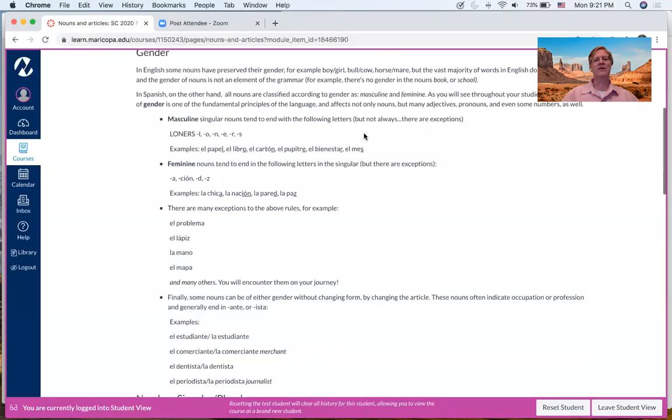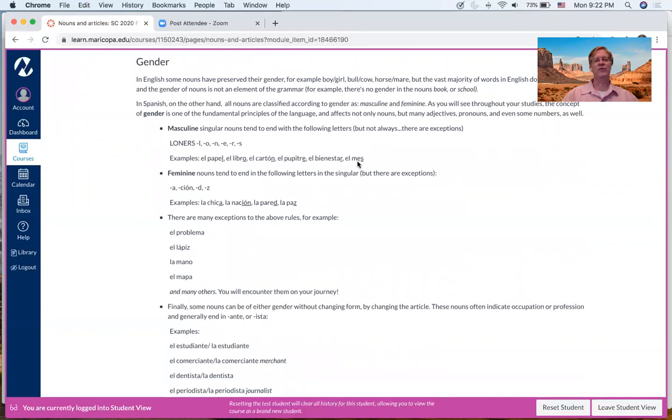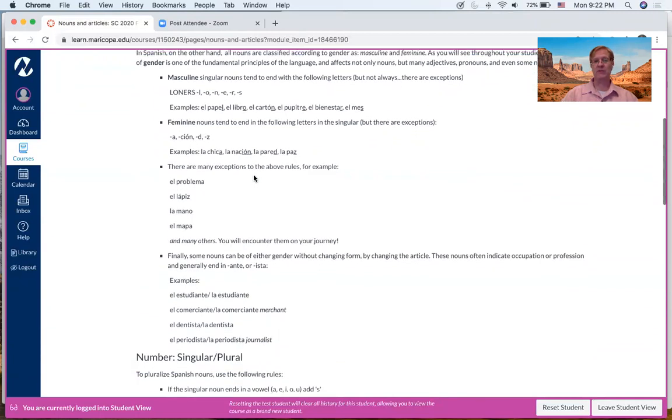If you look here on this page that we created for you, there are some techniques. Most of the time, you can tell the gender of a noun by looking at it. The letter or letters that a noun ends in will tell you the gender most of the time. So you can learn a few rules. For example, this mnemonic device, loners. So in many cases, these letters, L-O-N-E-R-S, will identify a masculine noun. Not always the case, but many times.